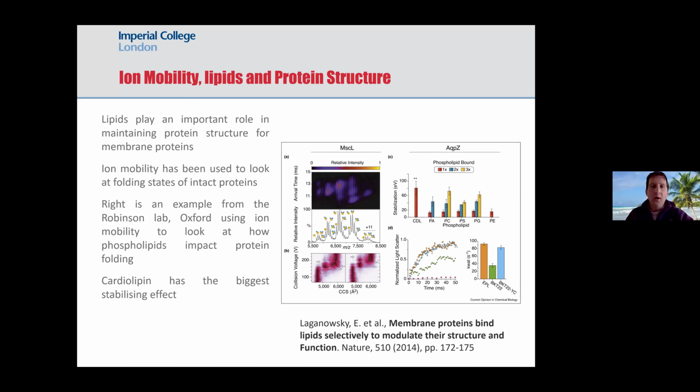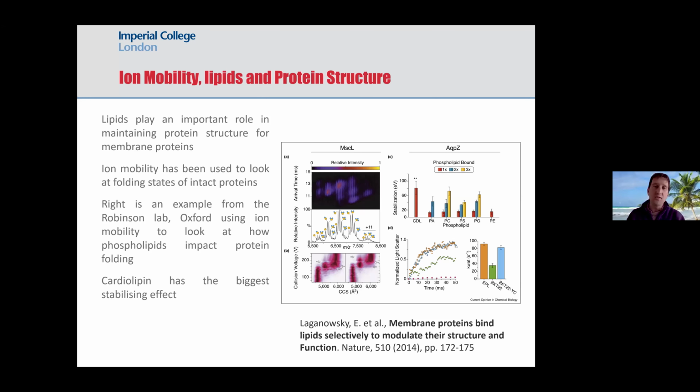Final example is something that we don't do ourselves, but I've been incredibly impressed by. You can do ion mobility on intact proteins. So this is work that's come out of Carol Robinson's lab. And Carol was interested in how different lipid species might stabilize protein structures here. So she's looking at a native protein, getting it into the gas phase and measuring its ion mobility to work out how well folded this protein is.